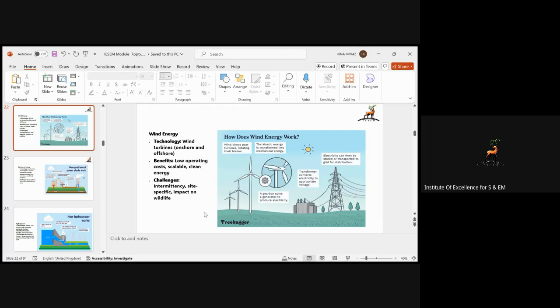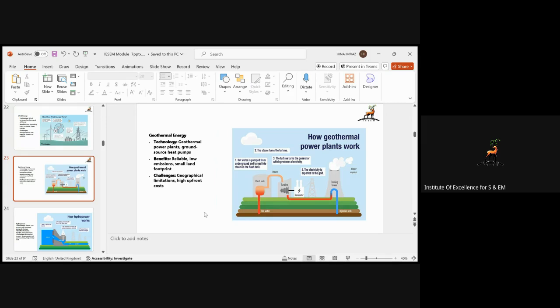And what are the applications of wind turbines? Modern wind turbines can be used for land-based wind, offshore wind, or distributed wind, and they are very helpful in generating clean energy.